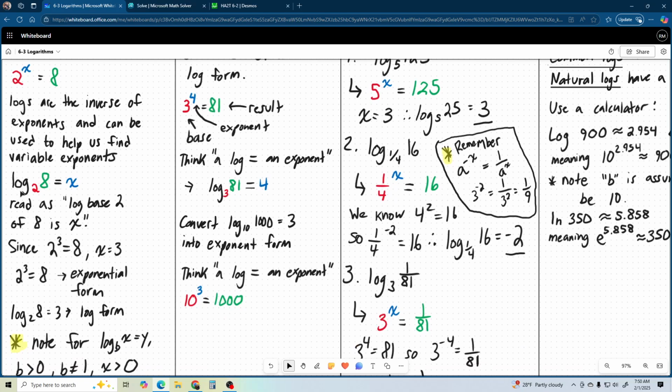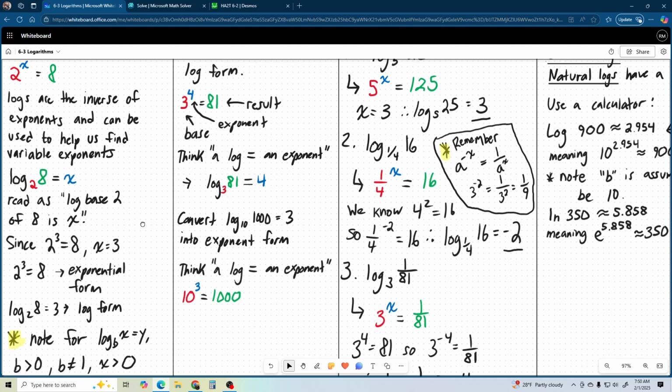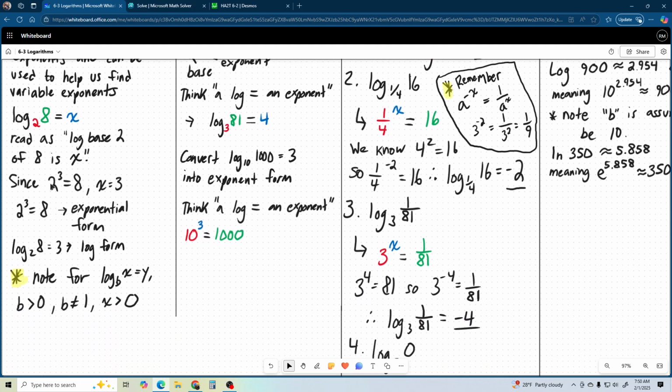All right. The way you read this is log base 2 of 8 equals x, or is x, right? Is and equals are the same word in math. So since 2 to the third power equals 8, x equals 3. And I talk about this being exponential form, this being logarithmic form.